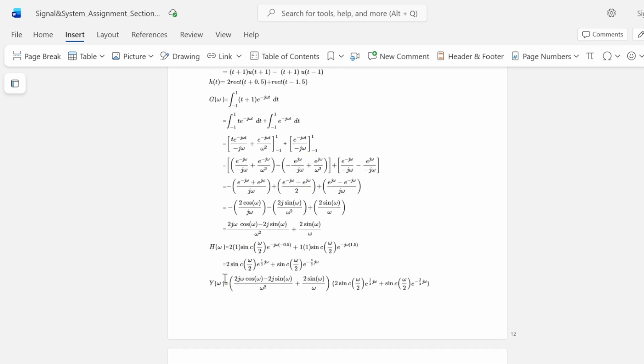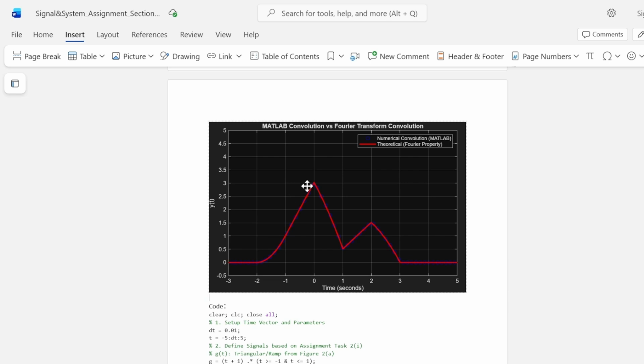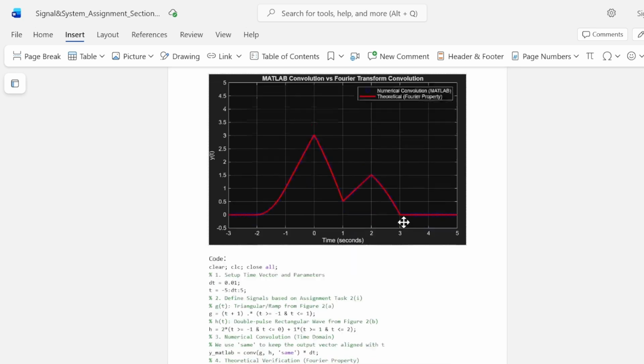And here is the result for Y(ω). Because it is a convolution, we can just directly multiply them with each other. And this is the MATLAB result. As you can see, the numerical convolution using MATLAB and our theoretical result completely overlap, which means our calculation is correct.